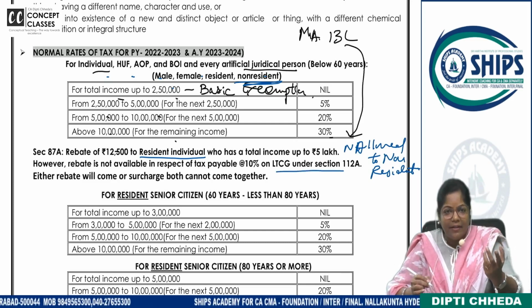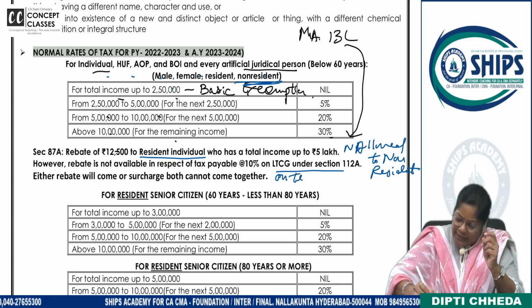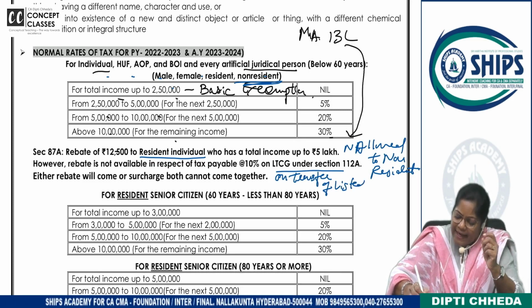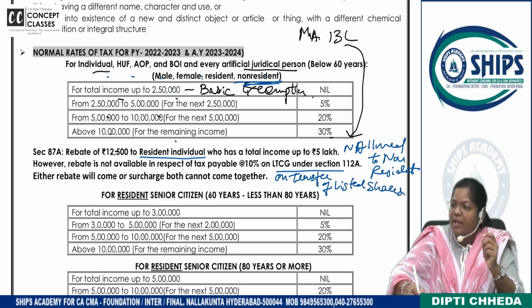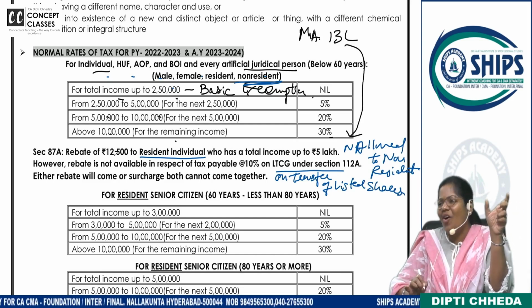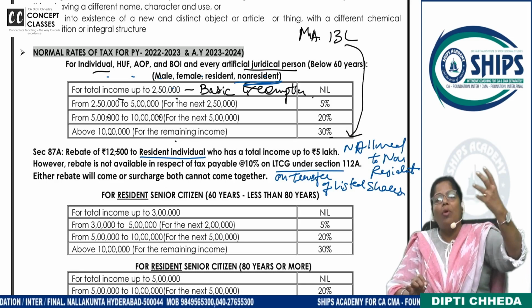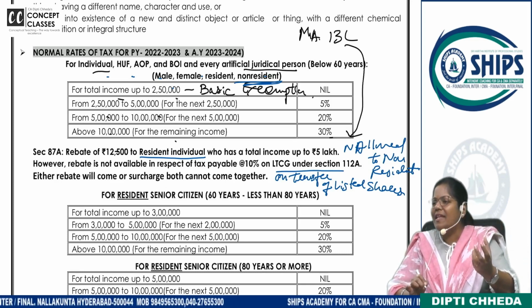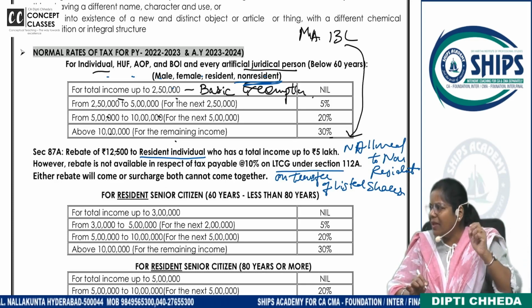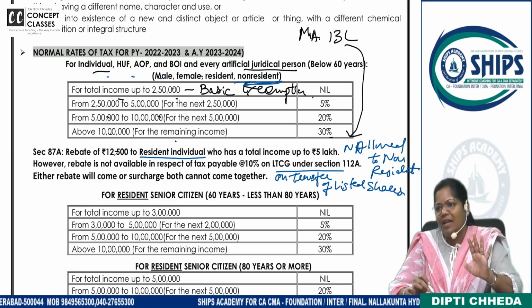Okay. Rebate is not available in respect of tax payable on long-term capital gain. Ma'am, अब ये क्या है? Long-term capital gain under section 112 is on, write down, on transfer of listed shares. You all know what are listed shares? Which are listed in stock exchange. So if you transfer them and there is profit, that profit is called what? Long-term capital gain. On that rebate is not allowed.